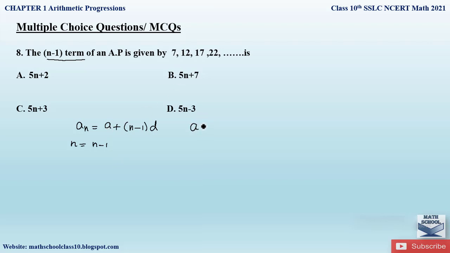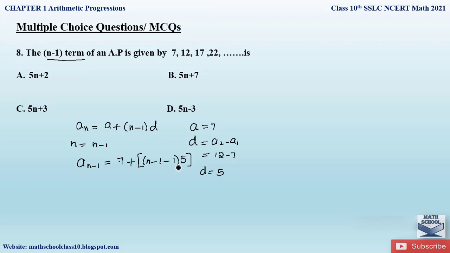So your first term is 7, so a value will be 7, and common difference will be, let us take here a2 minus a1. Always you take the common difference between the two terms by taking the second term minus the first term. The higher term should be written first. So therefore 12 minus 7, d is equal to 5. So let us substitute this value here. So a n minus 1 is equal to a value is 7 plus. So here we have to substitute the n value as equal to n minus 1. So n minus 1. Then again we have minus 1 into d, which is 5.